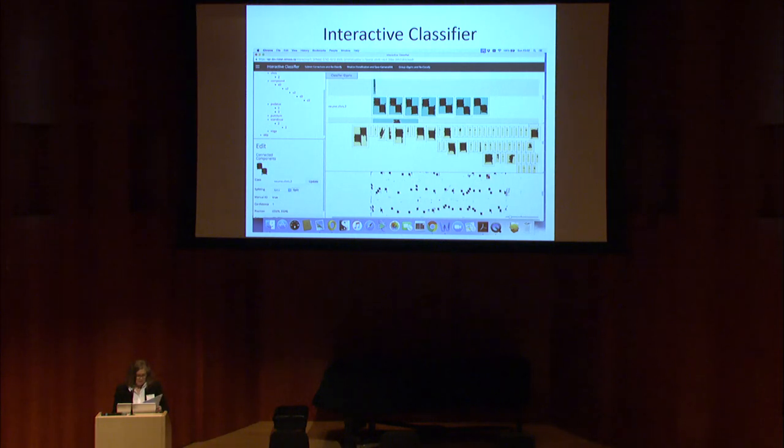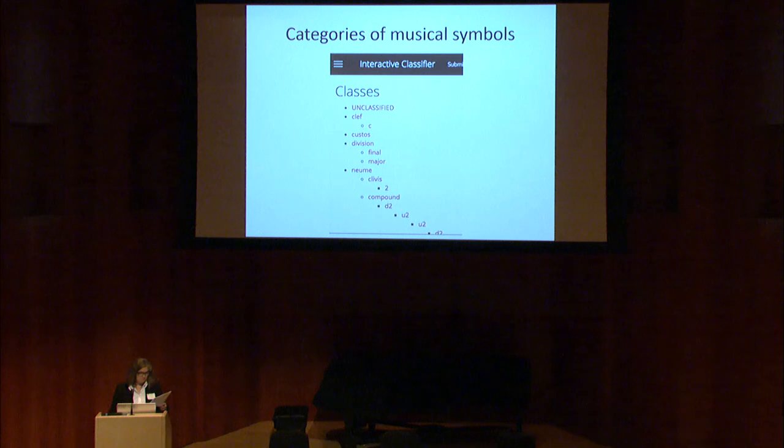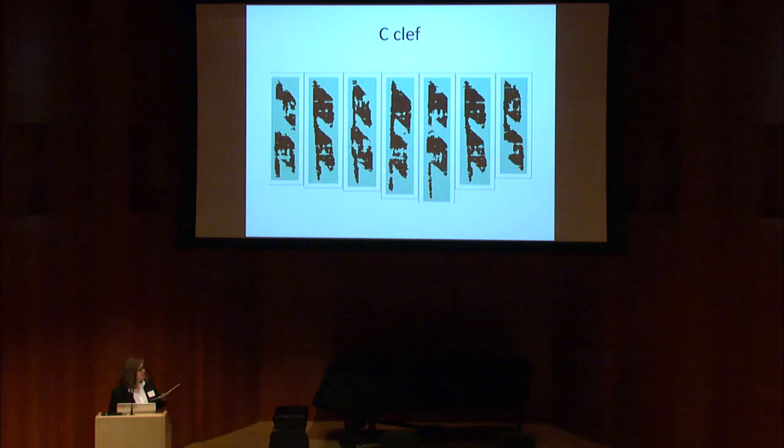In the current trial classifier, we have a number of different groups of musical symbols. We have clefs and custos, divisions and neumes, and we'll need to create other categories. In the Solzine notation, we have two types of clefs, F and C, and we only have C listed so far in this classifier. It's just kind of the beginning stage. And we also have a number of division markings.